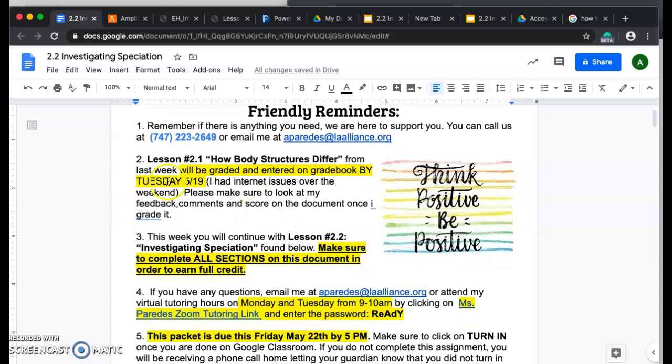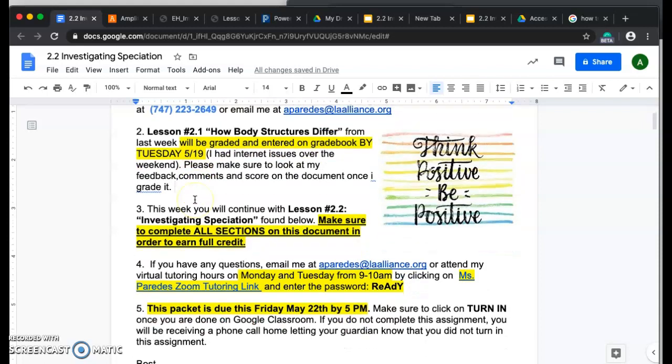For your lesson 2.1, how body structures differ from last week, it will be graded and entered on Gradebook by Tuesday. I had some internet issues over the weekend, so I didn't quite get to finish all of your assignments. So it will be graded and completed by Tuesday.